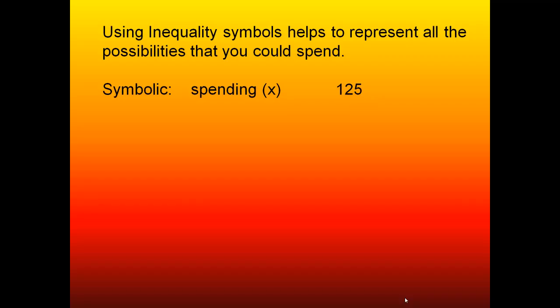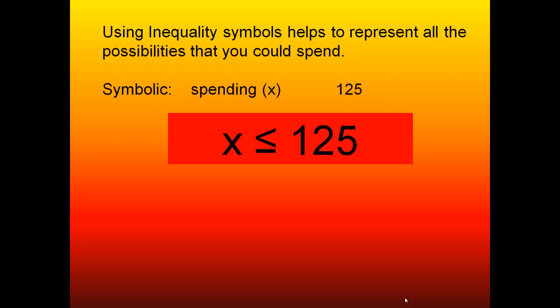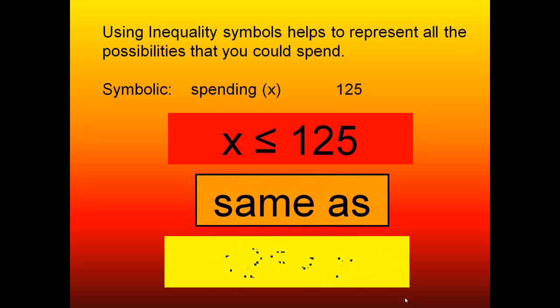Now let's write this using inequality symbols. So we could write x is less than or equal to 125. We could also write it as 125 is greater than or equal to x. Both of these mean the same thing. X is less than or equal to 125 is the same as 125 is greater than or equal to x. Notice when we changed the position of the x and the 125, we also changed the direction of the inequality sign.